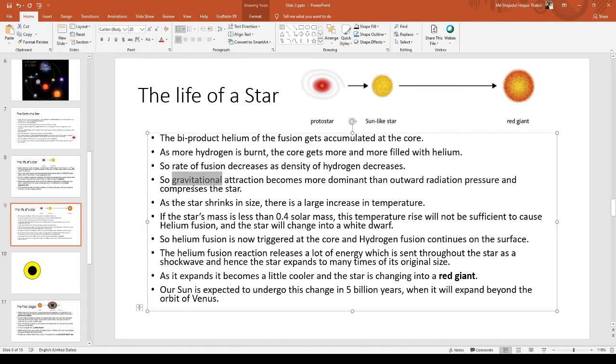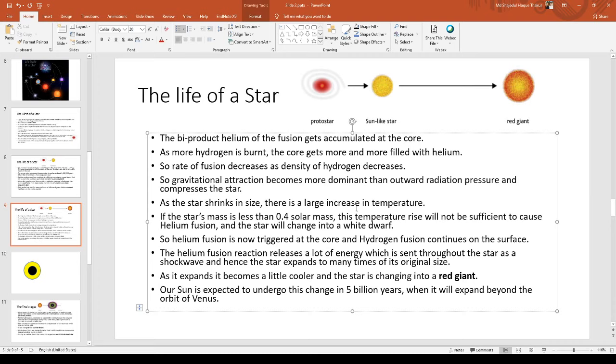However, the star starts to compress. As the star shrinks in size, there is a large increase in temperature, right? Because now that the star is compressed, there is more temperature. There is a large increase in temperature because it's now shrinking. So now the density will again increase.